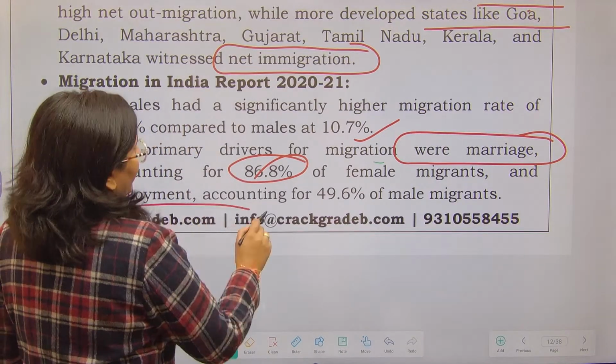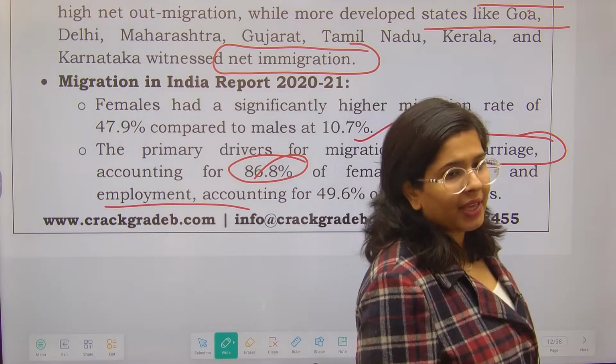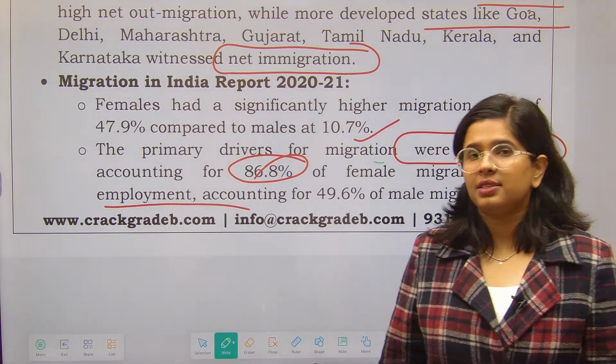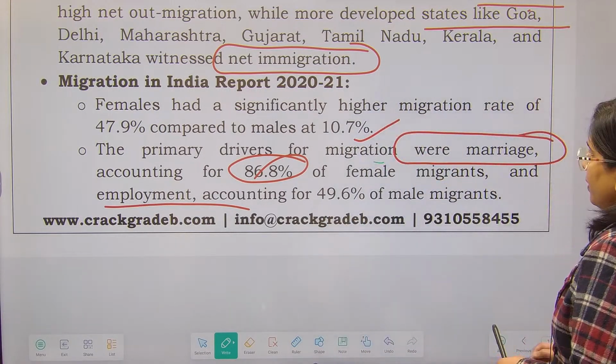And then employment accounts for 49.6% of male migration. So जितना भी male migration हो रहा है उसमें से आधा reason उसका ये है employment, right? So these are the two data points which are important for us.